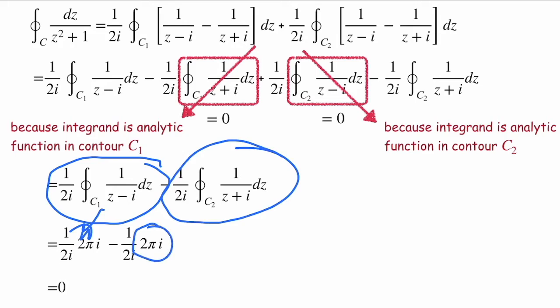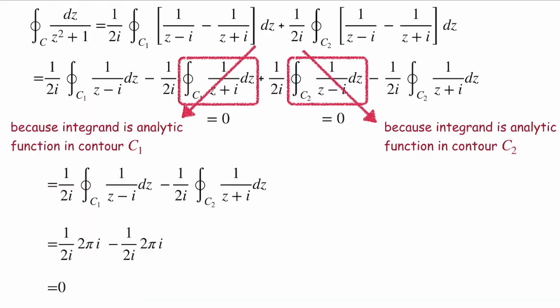Now we see that the total integral, the sum of these two, is 0. So that means the integral of the function dz by z square plus 1 over the contour mod z equal to 4 is 0. So this is the result we get using Cauchy's theorem.